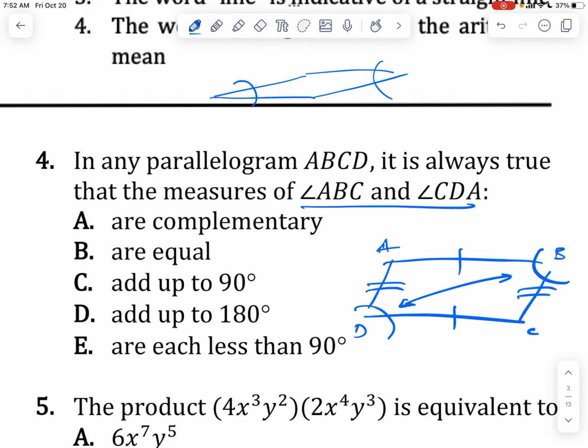Just because the side lengths, if you were to do the tangent ratios and identify the side lengths of each, you'll find that they're the same. This is just one of the basic rules of parallelograms. The opposite side lengths have the same length, and thus the opposite angles also have the same angle measure. Okay, so they're equal. Angle B and angle D are equal. Same thing with angle A and C, they're equal.